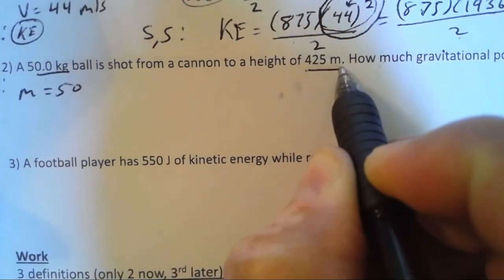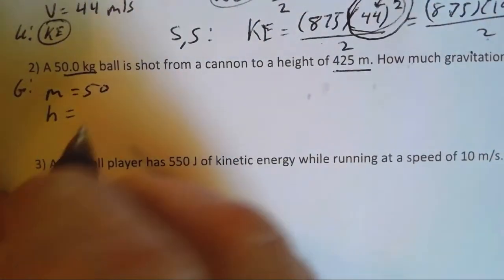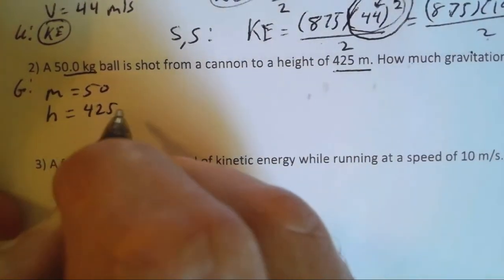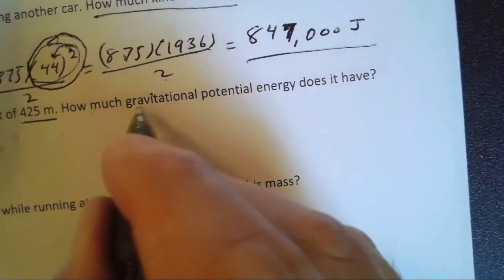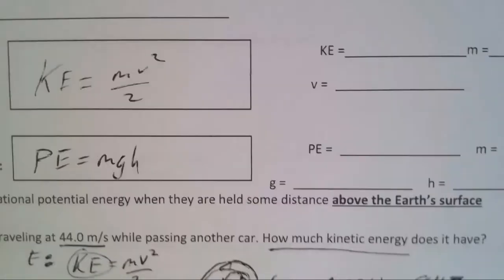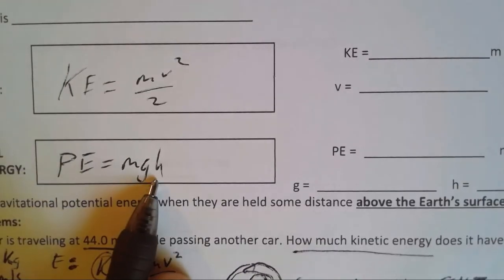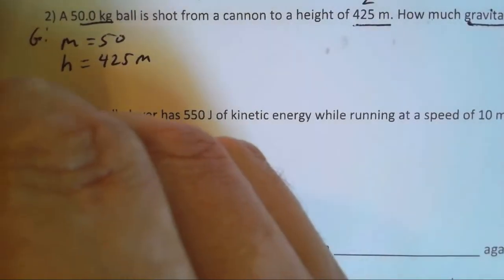It's shot to a height of 425 meters. That will be our h, height. Now you could put distance on this, but the problem says height. It's important to recognize that, especially when we're dealing with what the problem is asking for, gravitational potential energy. Remember that there's no D in this equation. It's actually an H for height. But it is a distance. It's just a special vertical distance.